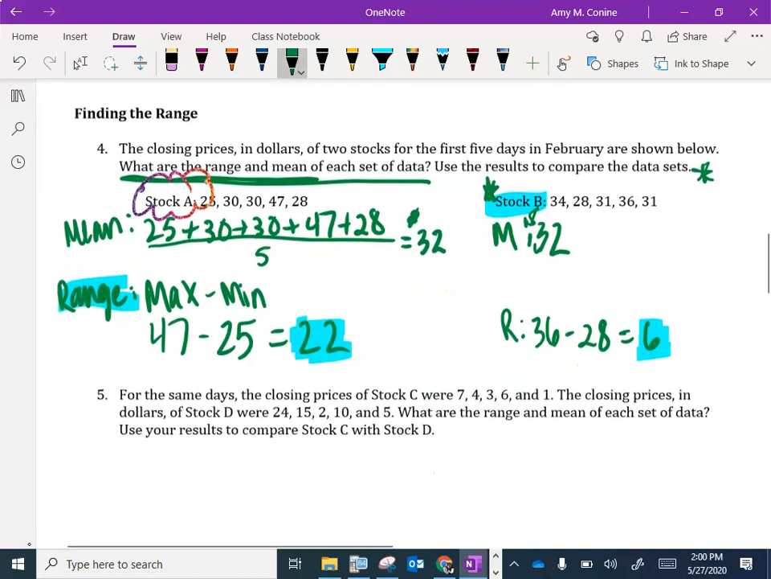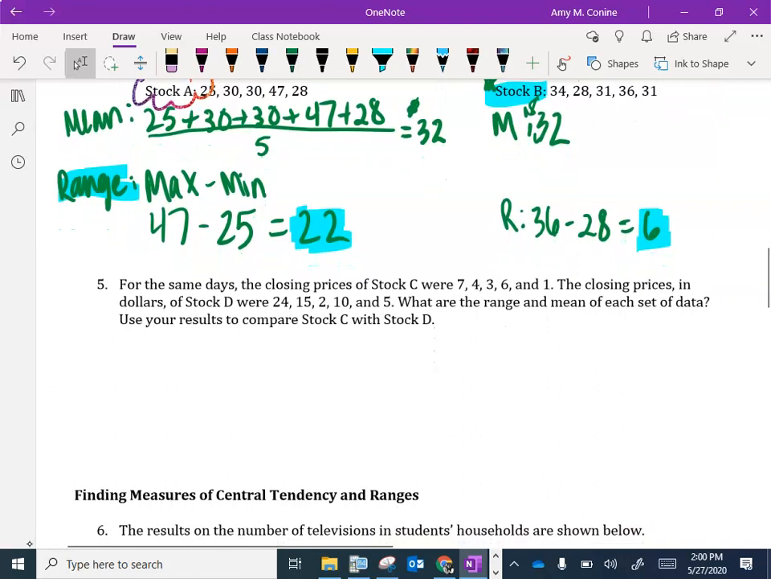So for number 5, let's see, for the same days, the closing prices of stock C were 7, 4, 3, 6, and 1. The closing prices in dollars of stock D were 24, 15, 2, 10, 5. What are the range and mean? I'm going to have you do number 5 on your own. So go ahead and do that real quick.